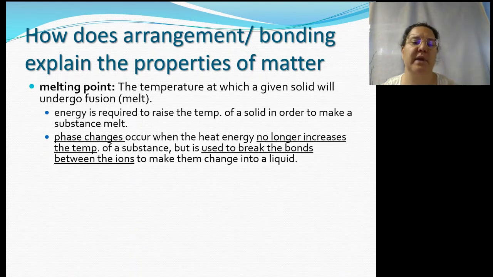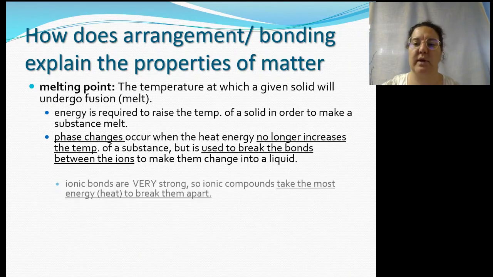So when we look at arrangement and bonding, how does this explain the properties of matter? The melting point is the temperature at which a given solid will undergo fusion. Energy is required to raise the temperature of a solid in order to make a substance melt, and the stronger the bonds are between different particles, the higher the melting point. Phase changes occur when the heat energy no longer increases the temperature of a substance, but breaks apart those bonds between the ions to change them into a liquid.